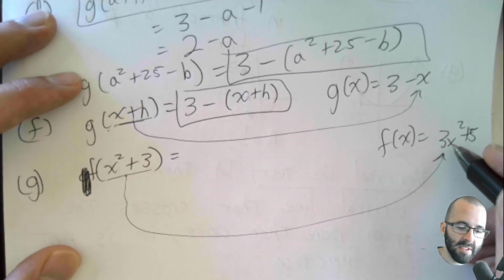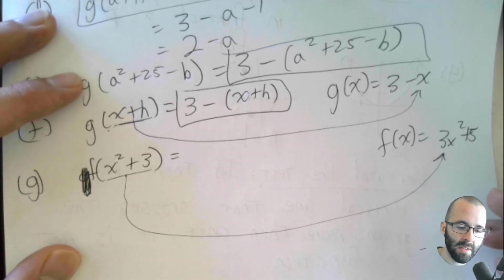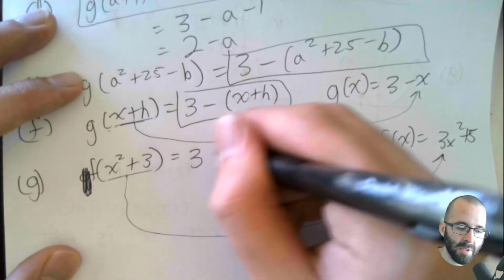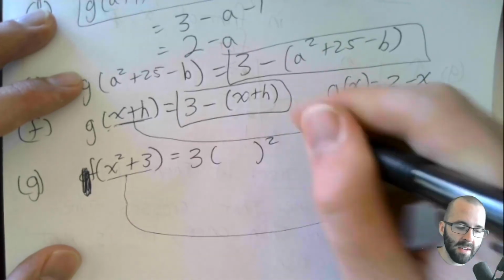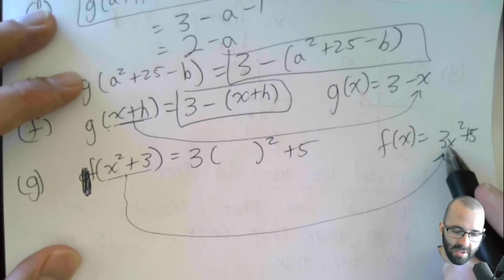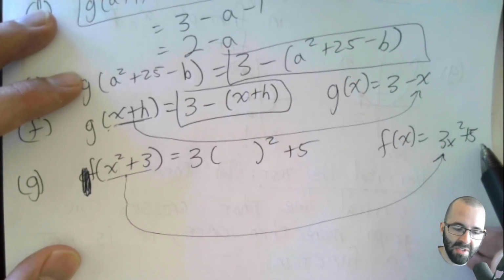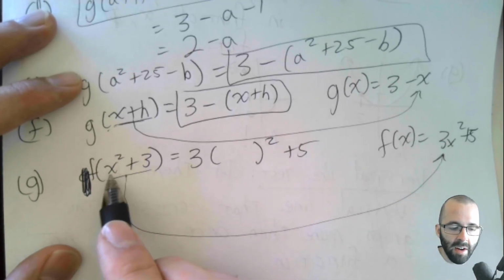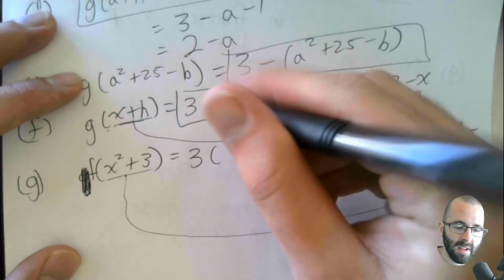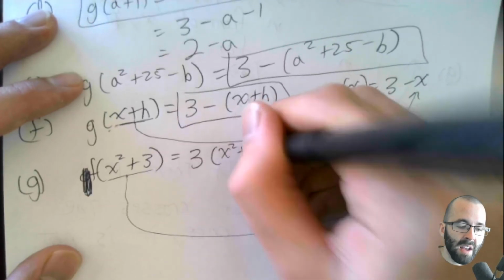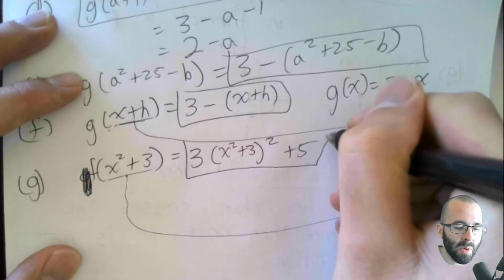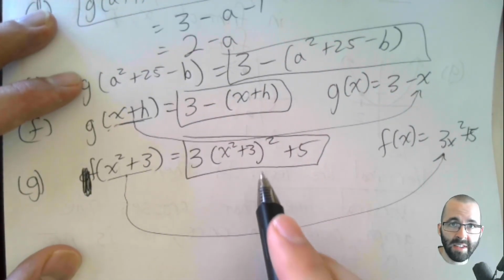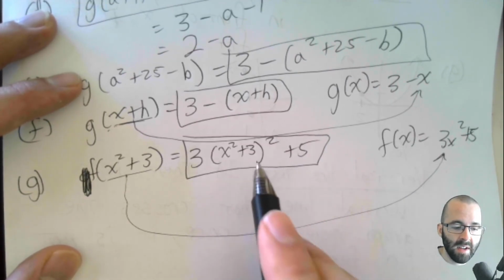And everywhere that there's an x over here, we replace with that input. So it's 3 times the input squared plus 5, right? That's our function. 3 times the input squared plus 5. The difference is that our input's more complicated here. Our input is x squared plus 3. This is going to be very, very important later on in this chapter, okay?